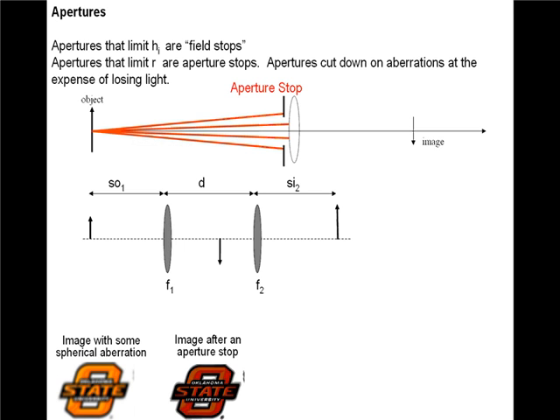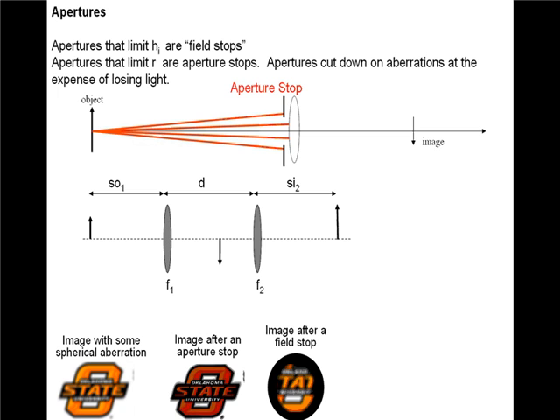The image becomes much clearer because we've reduced the spherical aberration, but it's also much darker because, remember, the amount of light or the power we collect is proportional to the area of the lenses. And if we reduce the diameter of the lens by 2, we reduce the amount of optical power that goes through that lens by 4, so the image is darker after an aperture stop.